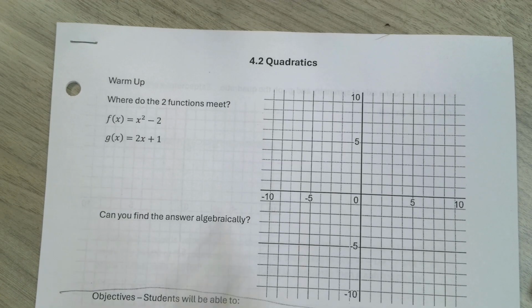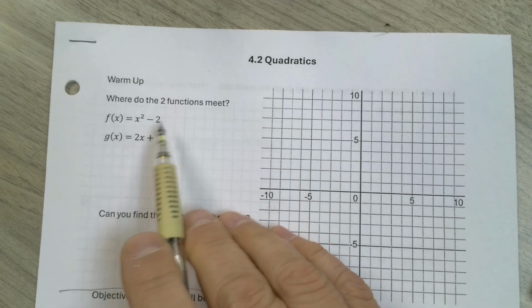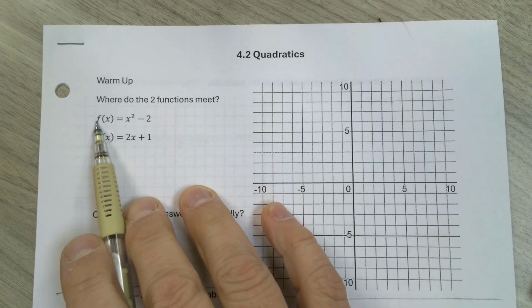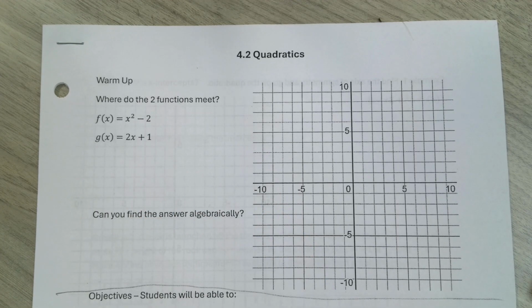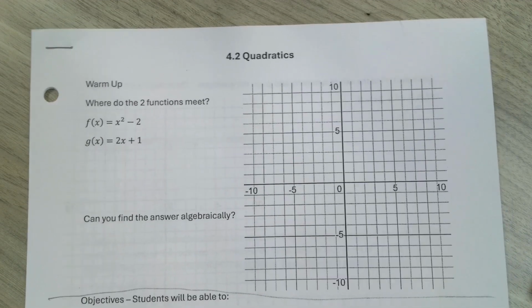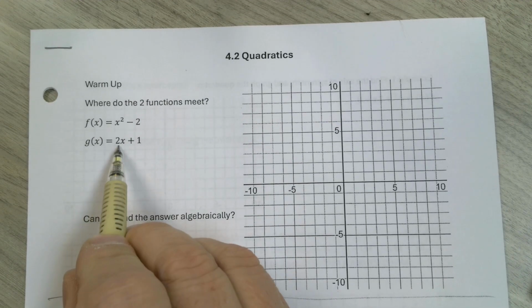The question here is, I have two equations, two functions. We have f and g. And then the question is, can we find where the two meet? What we can do is graph them, right? So here we have 2x plus 1.